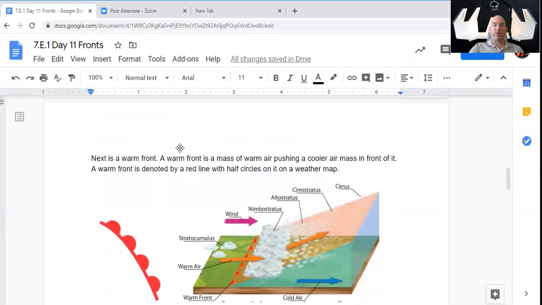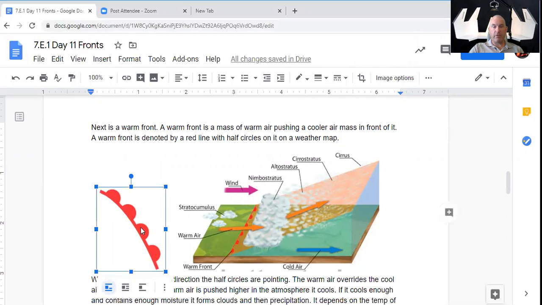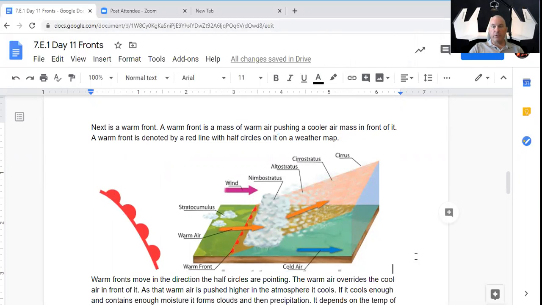Next is a warm front. A warm front is a mass of warm air pushing a cooler air mass in front of it. A warm front is denoted by a red line with half circles on the weather map. There's the half circle line right there. And then it produces things like this. As warm air pushes along, it pushes cooler air out in front of it.